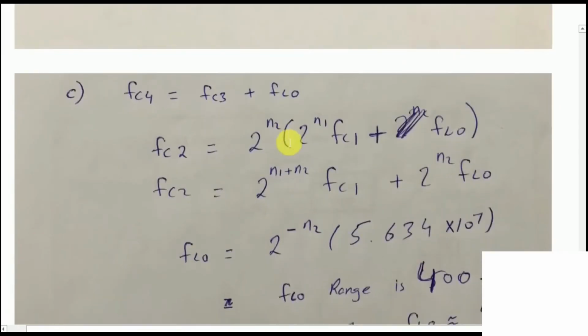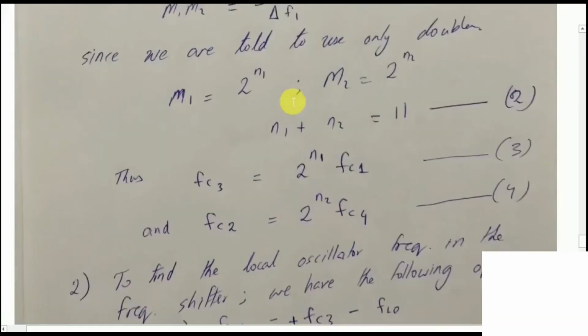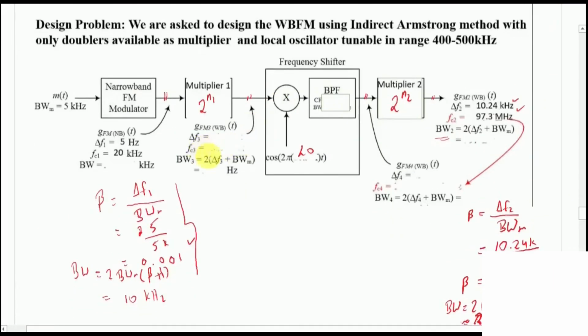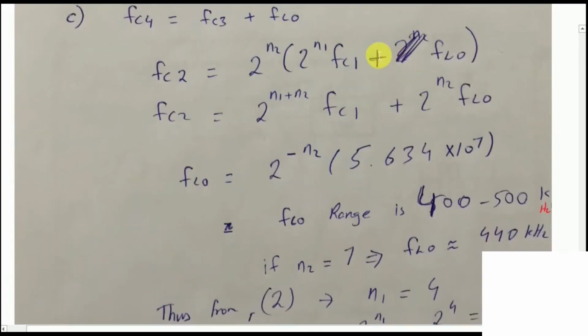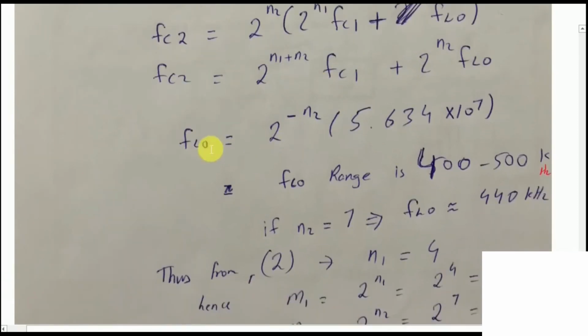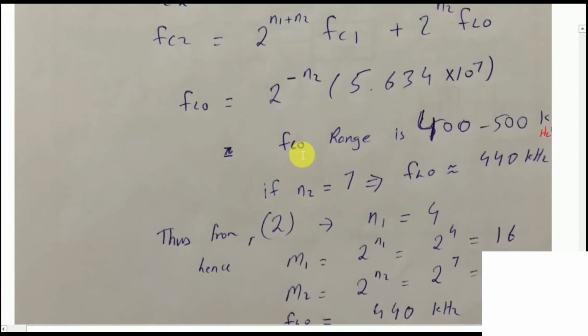So we'll go on towards the third option, which is FC3 plus FLO, frequency of the local oscillator, over here again, and instead of minus right now we have a plus here. You simplify this expression. Once you simplify it, the local oscillator can be expressed in terms of 2 raised to power minus n2, 5.634 into 10 raised to power 7. Again I have reiterated the permissible range of the local oscillator, which is between 400 to 500 kilohertz.